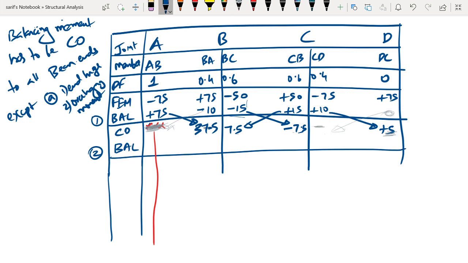Now what the carryover has done is it has disturbed the equilibrium, and we need to again find the balancing moments so that equilibrium is restored. So 37.5 we have to add to 7.5, to get the net unbalanced force.